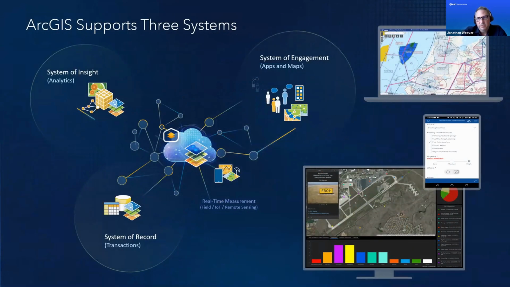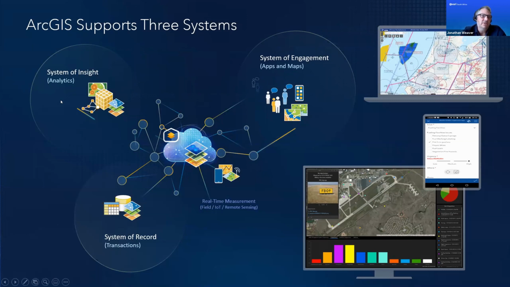Now, with ArcGIS, we support 3 unique systems. You might hear us refer to this even throughout today's presentation and demonstrations. One is what we call a system of record. This is the transactional data management. This is your database of aeronautical information, airport information. This is really what drives a lot of the business for the most part.